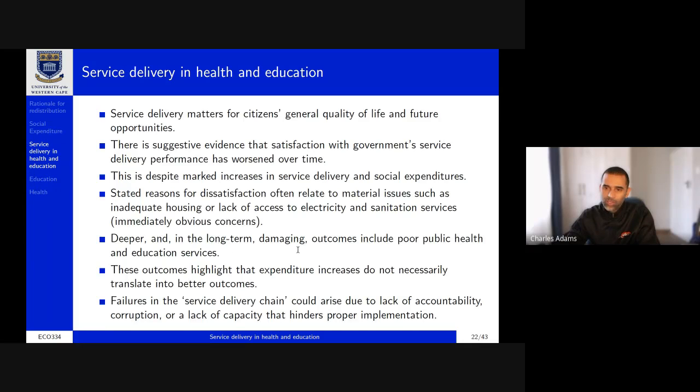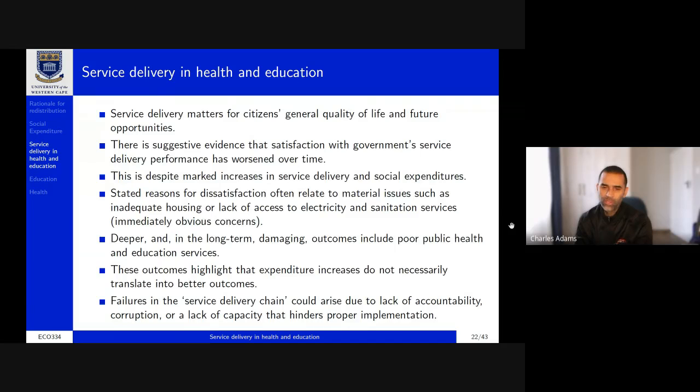But these factors over here, public health and education, are also very important, specifically because they have an effect on the potential long-term growth prospects of a country. And of course, these interrelate, right? These two things, public health and education, definitely interact with things like adequate housing, sanitation, electricity, and so on. All right, these outcomes highlight that expenditure increases do not necessarily guarantee better outcomes, okay? And it's not always easy to pinpoint faults for this.